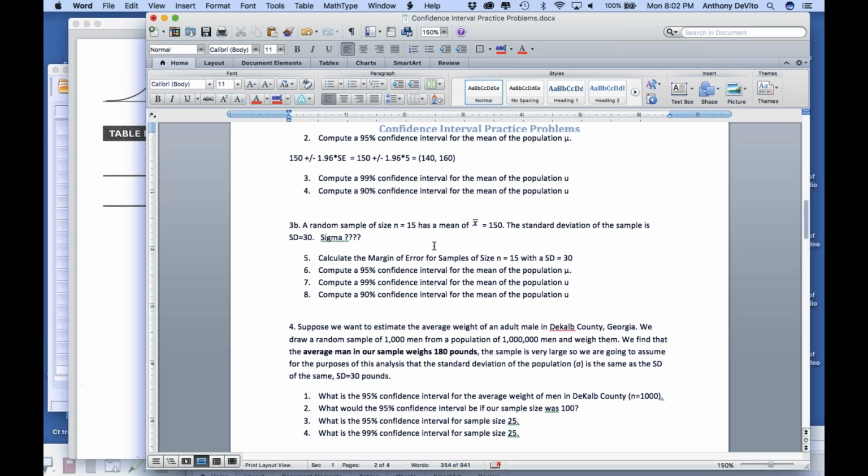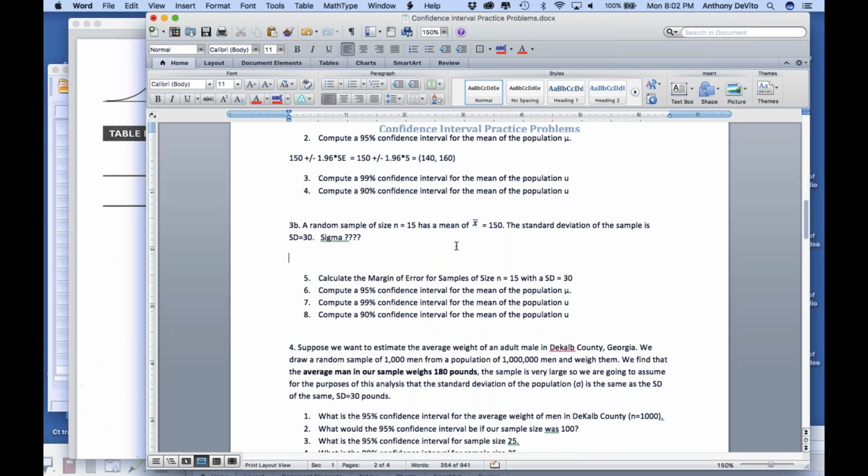Now I'm going to calculate my standard error first. It says calculate my margin of error, but I'm going to calculate standard error first. The standard error is going to be equal to sigma over the square root of n, but I don't know sigma, so I have to use the sample standard deviation instead.